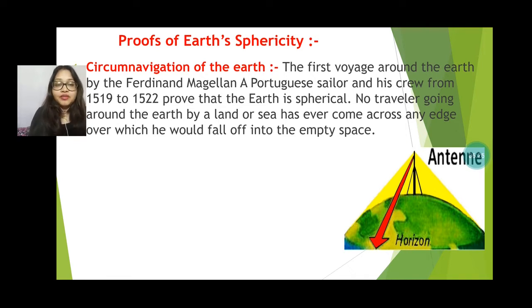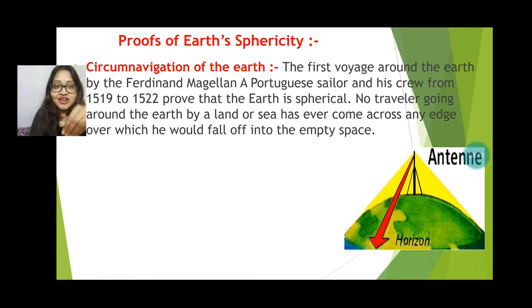circumnavigations of the earth. This is the first experiment about the earth's shape, which was done by Ferdinand Magellan. You know about him already. He started his journey in 1519, and he came back to the same place in 1522. So then they understood that the earth is circular, spherical in shape.